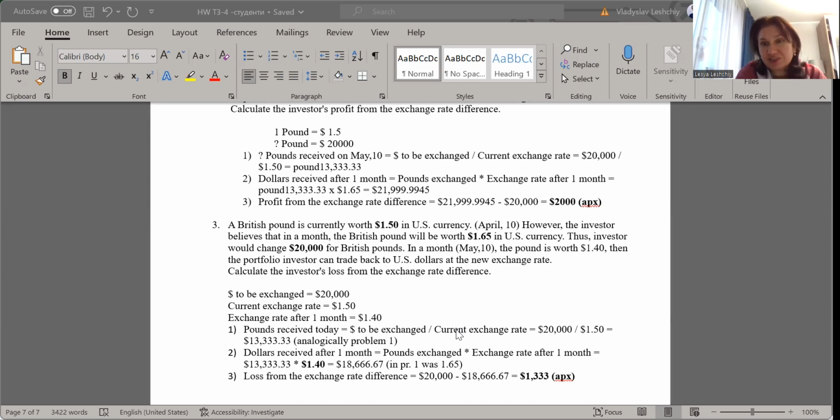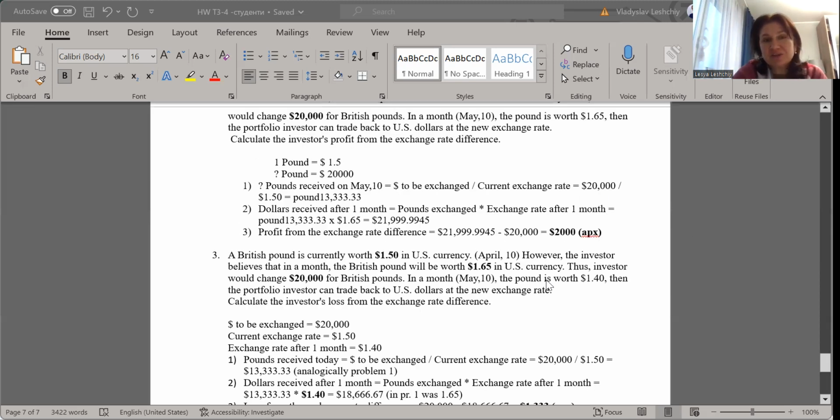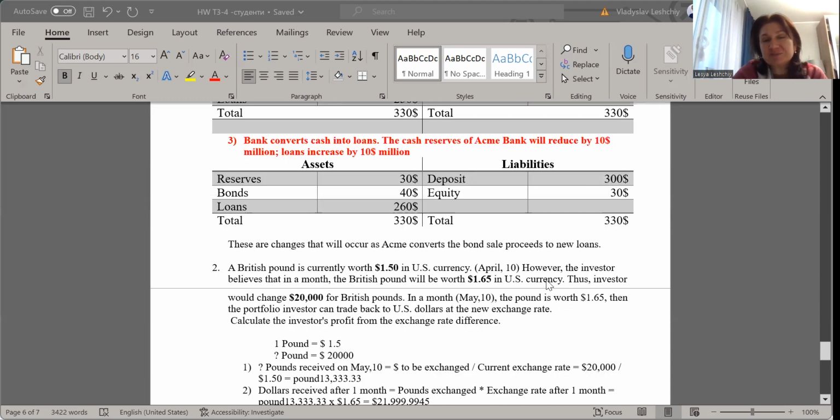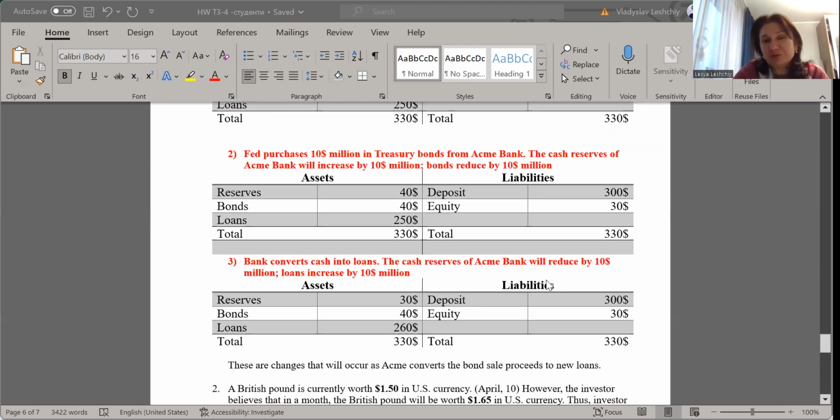Do you understand? Yes, of course, clear. Okay, I hope that you could solve this problem by yourself, but maybe with this demonstration, it's easier to understand. Do we have a need to explain the first problem?